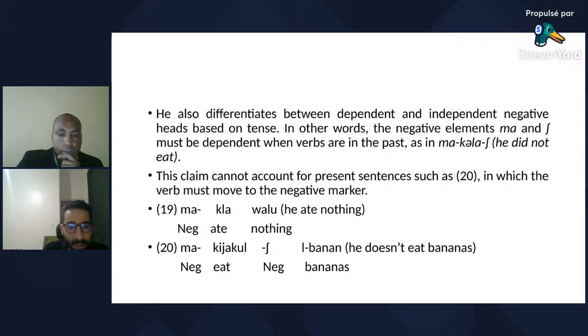Okay, where is 19? We have makla. Well, so where is sh? There is no sh here, okay? There is no sh here. Okay, we only have ma. So that's one weakness here.